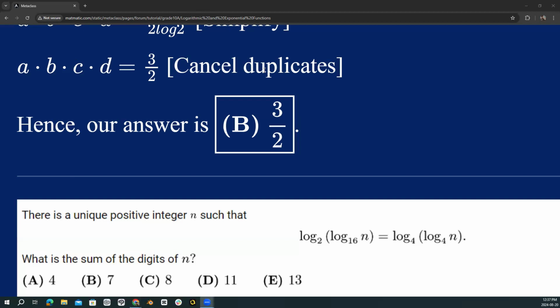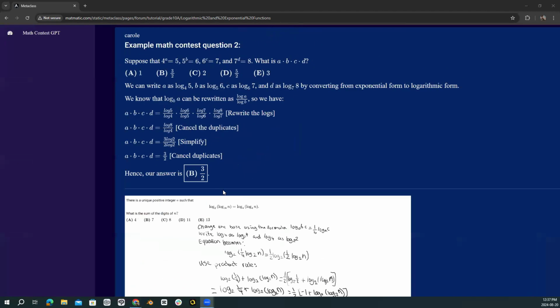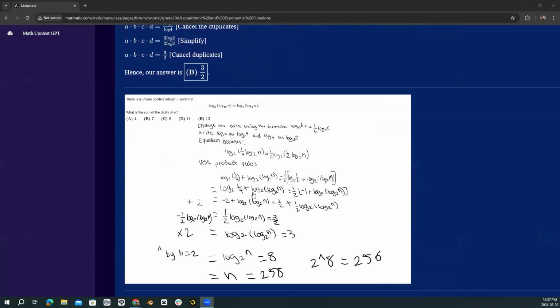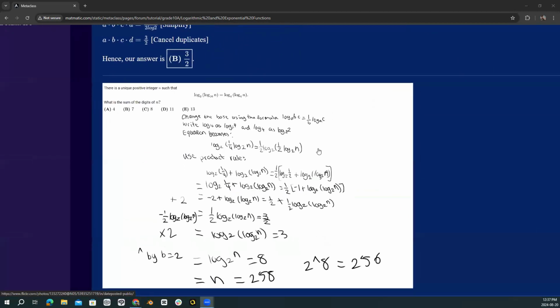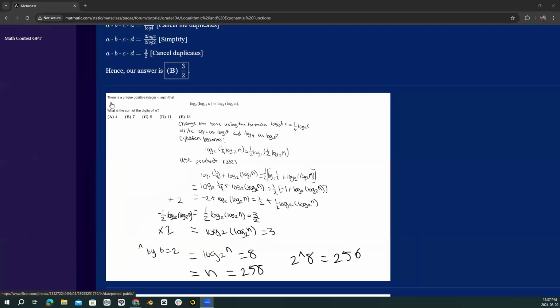Okay, guys, I think it's been around 3 minutes, so I'm going to start explaining the solution to this question. Essentially, our question is that there is a unique positive integer n such that log 2 times log base 2 of log 16 n equals log 4 of log 4n. It's asking, what is the sum of the digits of n?